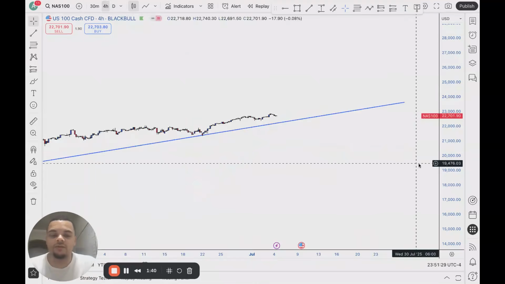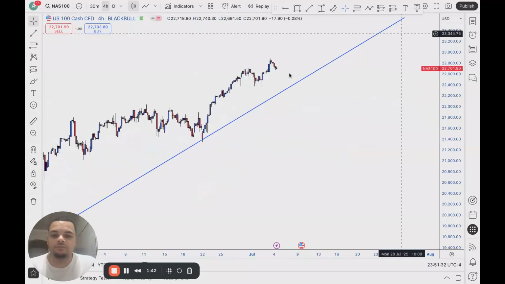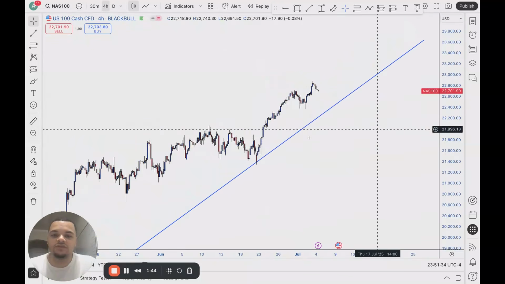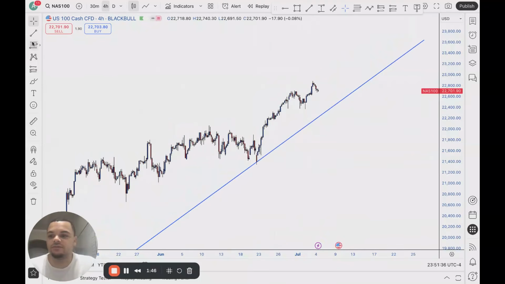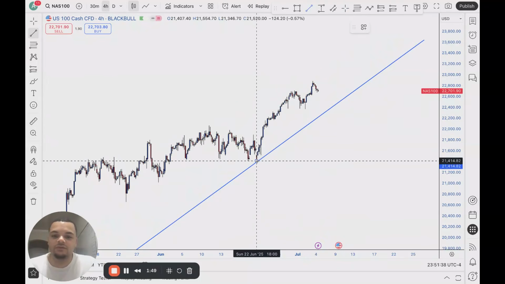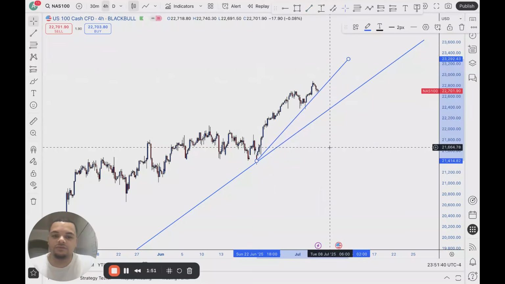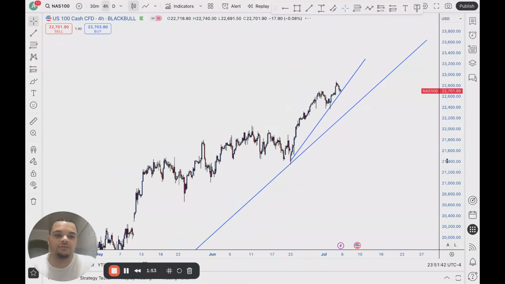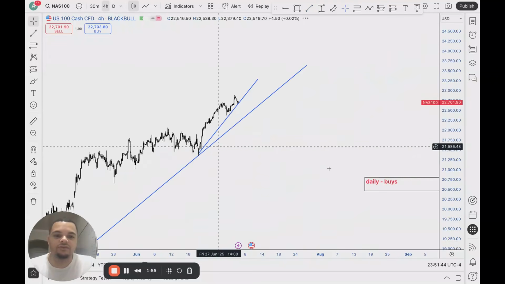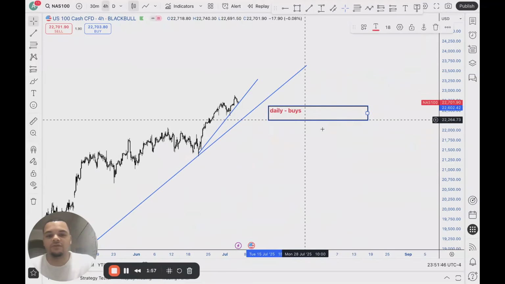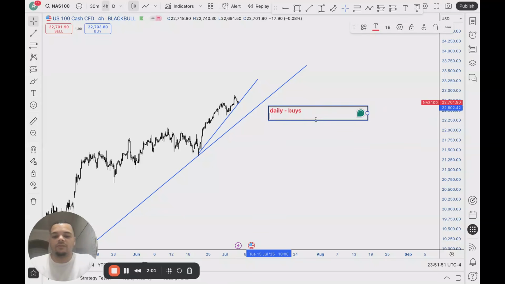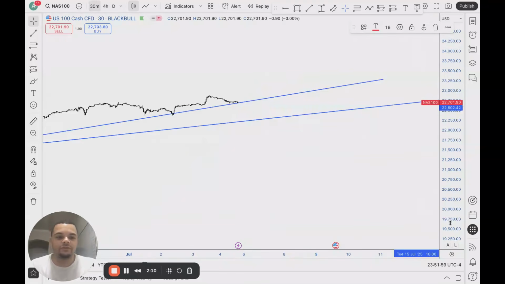I go down to my 4 hour. I still see buys. So now I have to write in my box that I left over here: 4 hour buys. Go down to 30 minute.